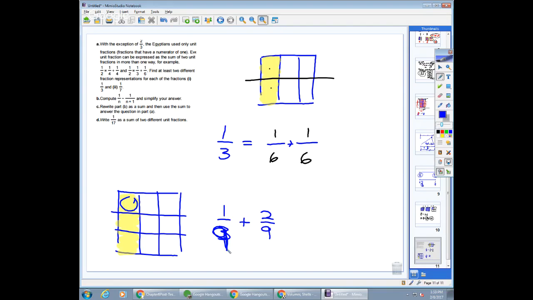Now here they said, hey, at least 2 different fractions. Well, couldn't I just say 1/9 and 1/9 and 1/9? Because they said at least 2. So I could say it's 1/9 and 1/9 and 1/9. Oops.